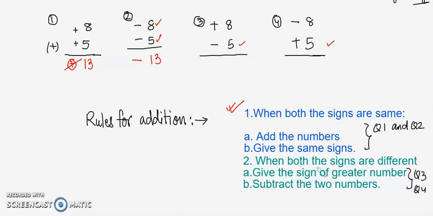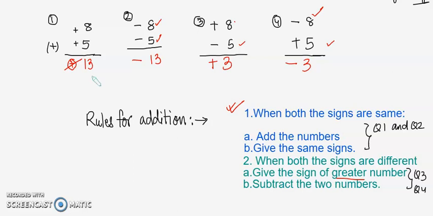Now when the signs are different, the rule changes. Give the sign of greater number and subtract the two numbers. What does that mean? Out of the two numbers, the greater number is 8, so you have to give the sign of a positive number, that is the greater number, that is positive sign, and subtract the 2. So 8 minus 5 is 3. In this case the greater number is 8 but the sign is negative, so give here negative sign and write the difference of the two, subtract the 2.